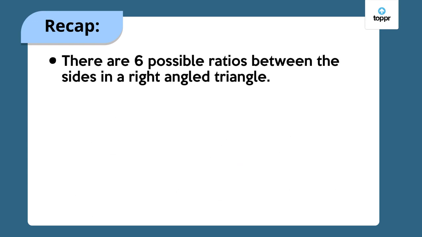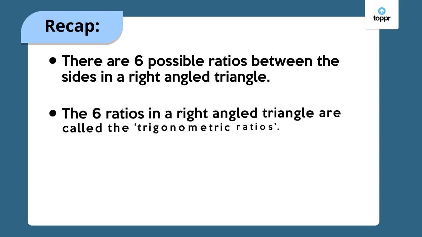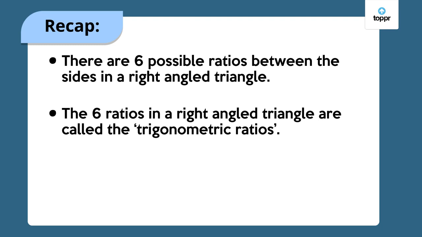We also saw that there are 6 possible ratios between the sides in the triangle. And at last, we call these 6 ratios in a right-angled triangle the trigonometric ratios, since they play a very important role in trigonometry.